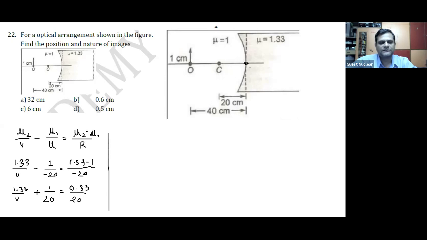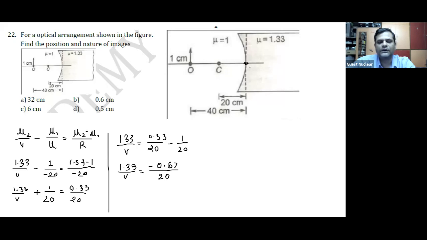Yes, and then we can just transfer this 1/40 to that side, so that we get this as 1.33 upon v is equal to 0.33 upon 20 minus 1/40. So since the denominators are the same, we can just subtract the numerators on the right side, so that we can be left with, अभी यहाँ पे 0.33 minus 1 मतलब कितना बनता है? It will be minus of 0.67, right? So this is 0.67 upon 20, which is kept as it is.